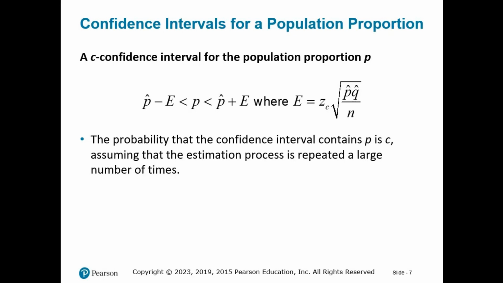Since we're using z sub c in this situation, you guessed it, you can either use the standard normal table or inverse norm function on your calculator to find those numbers. There's not a special function for this one, it's using z-scores. So the way to say this is that the probability that the confidence interval contains p is c, assuming the law of large numbers. That is, that the estimation process is repeated a large number of times.